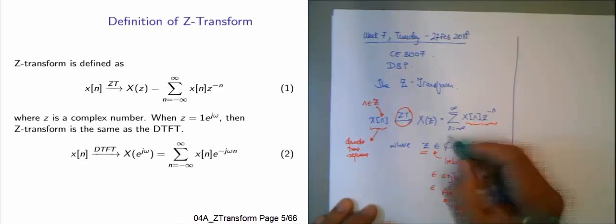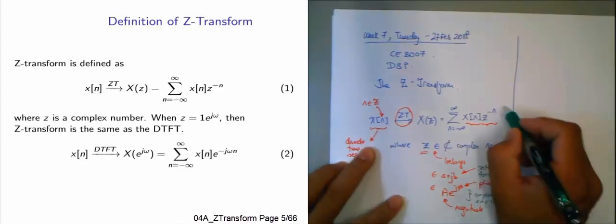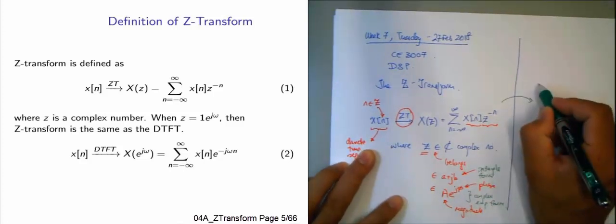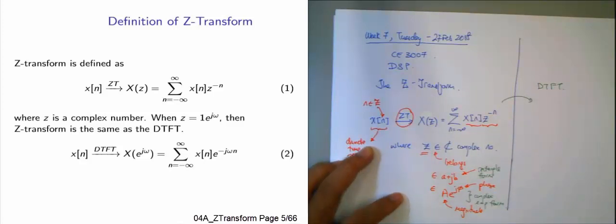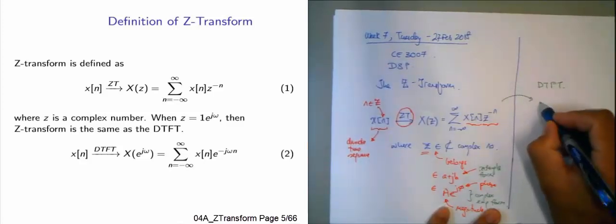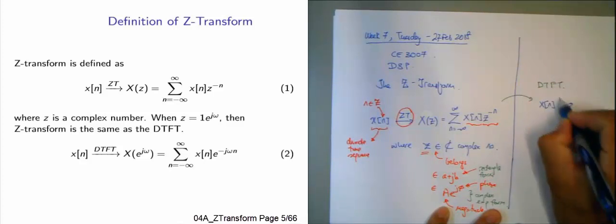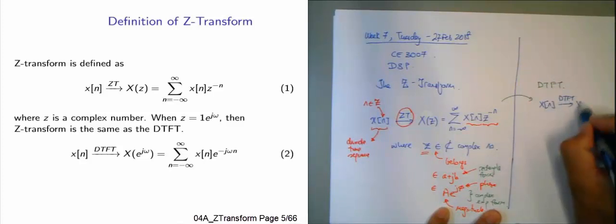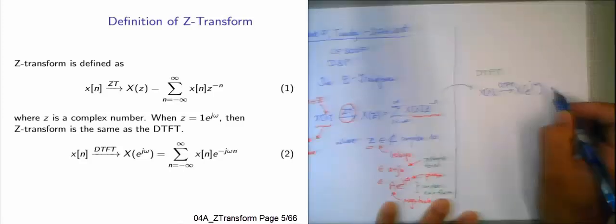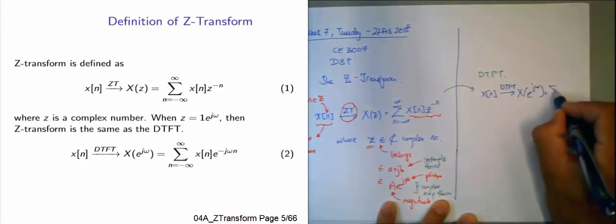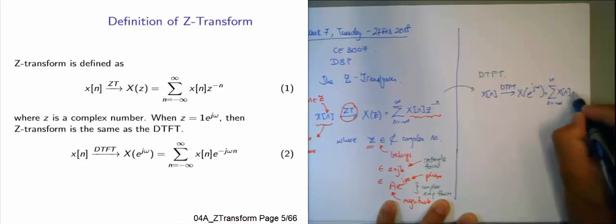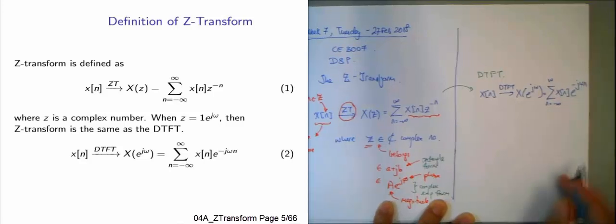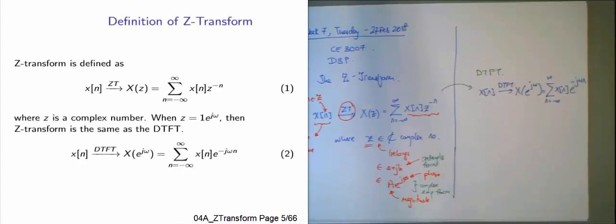Right, now if you look at this and compare it to the discrete time Fourier transform, how do we write the discrete time Fourier transform? x of n goes through the DTFT, gets me X of e to the j omega, and the equation looks like the sum from n equals negative infinity to infinity of x of n e to the minus j omega n. Right? That's the definition we have given you previously.